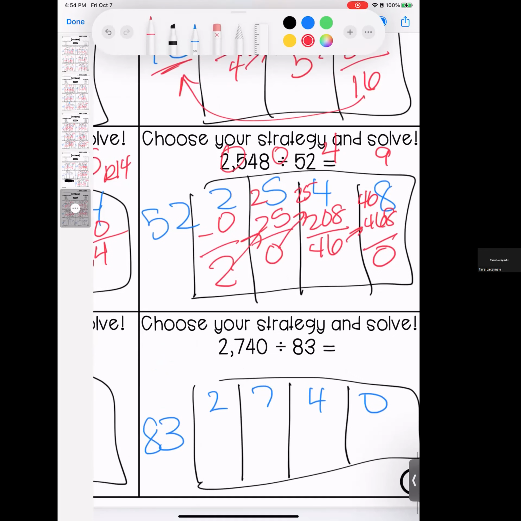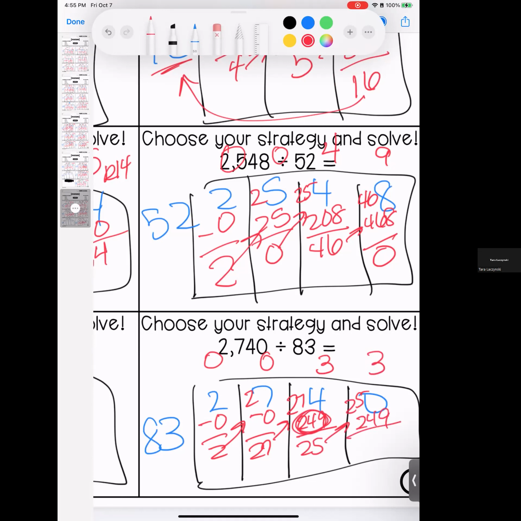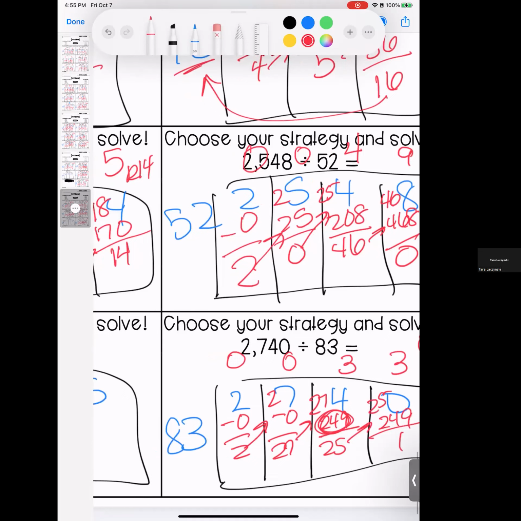2 more, love bugs. We are almost done here. 83 does not go into 2. It does not go into 27. It will go into 274, and it's going to go in 3 times. That's the closest we can get, and that's going to give us 249. When I subtract that from 274, I'm left with 25. Bring it next door. Notice we can use this again. When I do that, I have 333, remainder of 1.